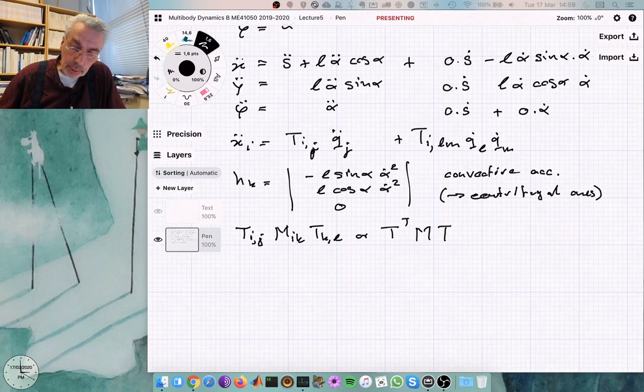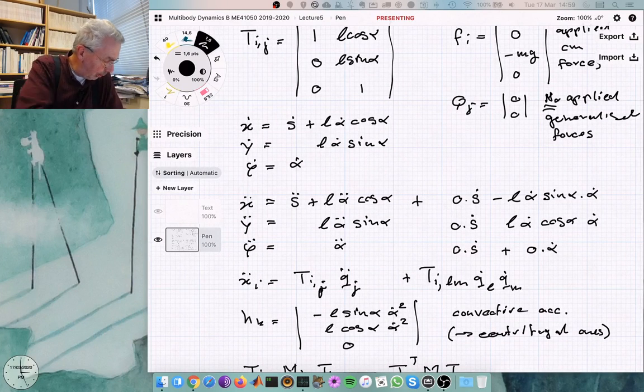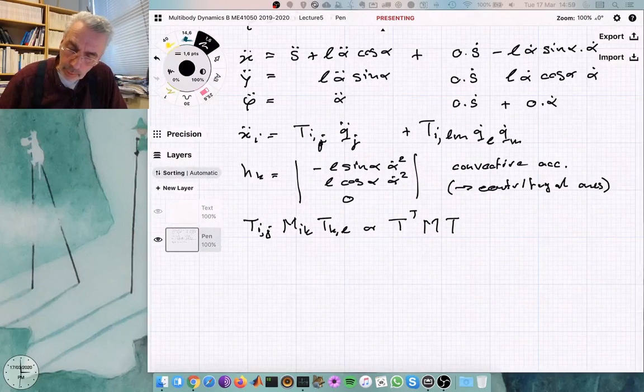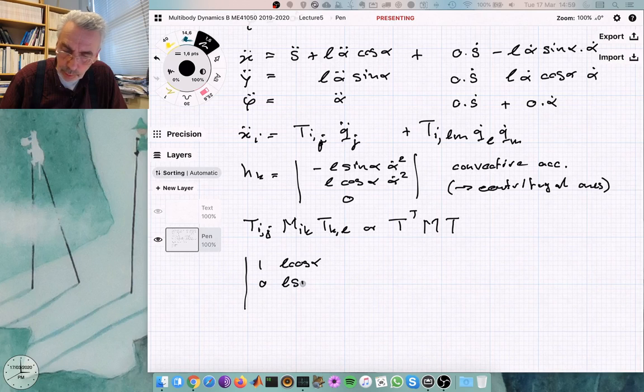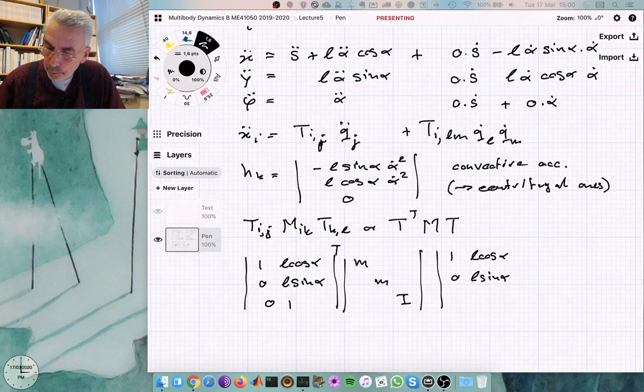Or like this. So let's take the transformation matrix. I have to remember that. That's a 1, an L cosine alpha. That's a 0, that's a L sine alpha. That's a 0 and that's a 1, times the transpose, of course, times the mass matrix, which is m, m, I, and I forget the zeros now for clarity. And then again this matrix 1, L cosine alpha, 0, L sine alpha, 0, 1.